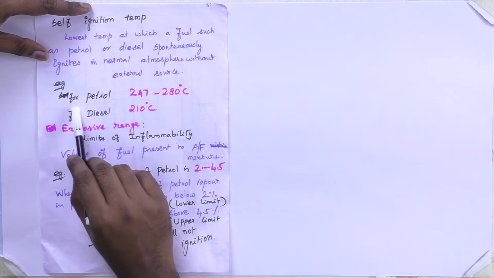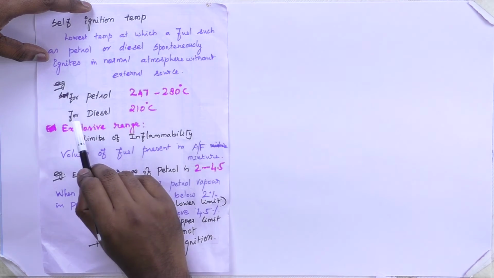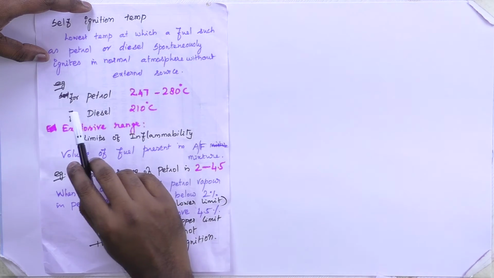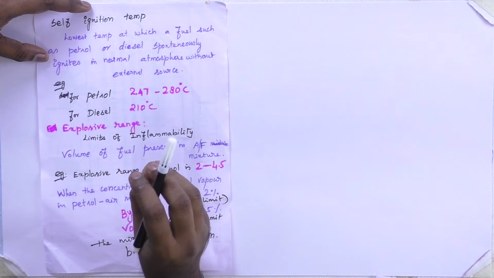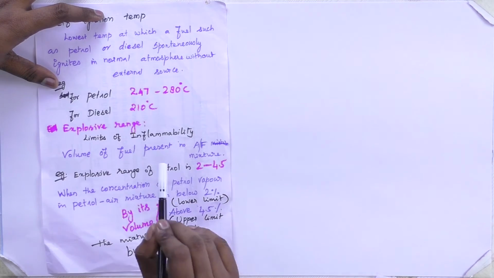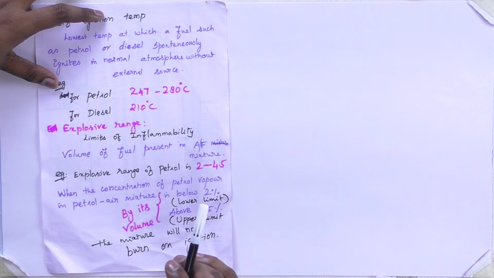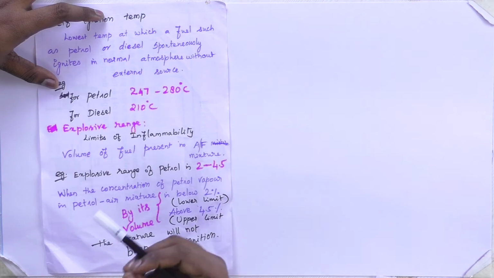So this is mainly useful as a fuel property. For example, petrol has a self ignition temperature of 247 to 280 degrees Celsius, whereas diesel has 210 degrees Celsius. So depending upon the self ignition temperature, it is used as a better fuel for internal combustion engines. And we also have to know about the explosive range or limit of inflammability. Depending upon these, we may find out at which position it will get ignition and also burning.